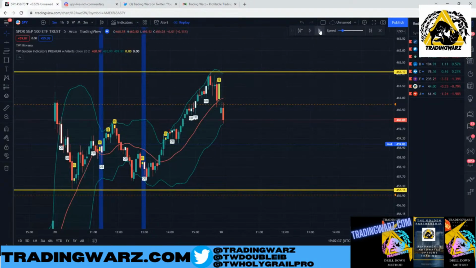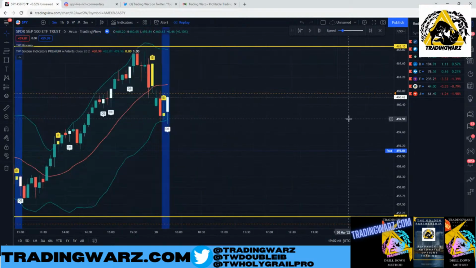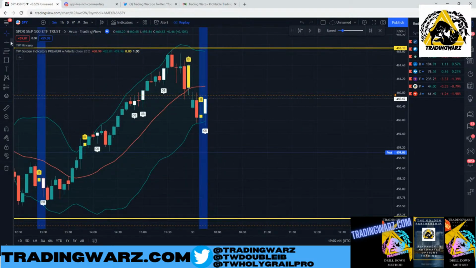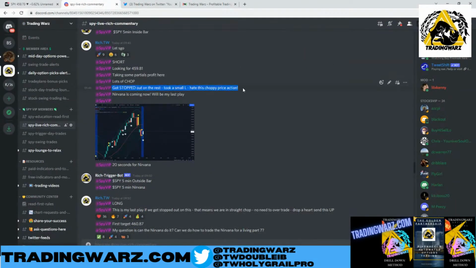So we came in here, we started to chop around, started to pop up. And that inside bar right here, guys, this is what we started off the day with. We went short right away when this inside bar broke, and it turned around immediately. So we got stopped out pretty quickly. That was the first trade right here. That one was a very quick loser.